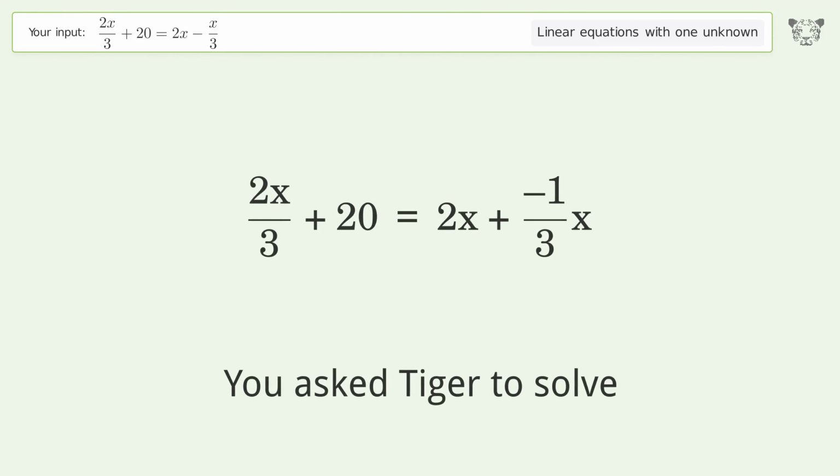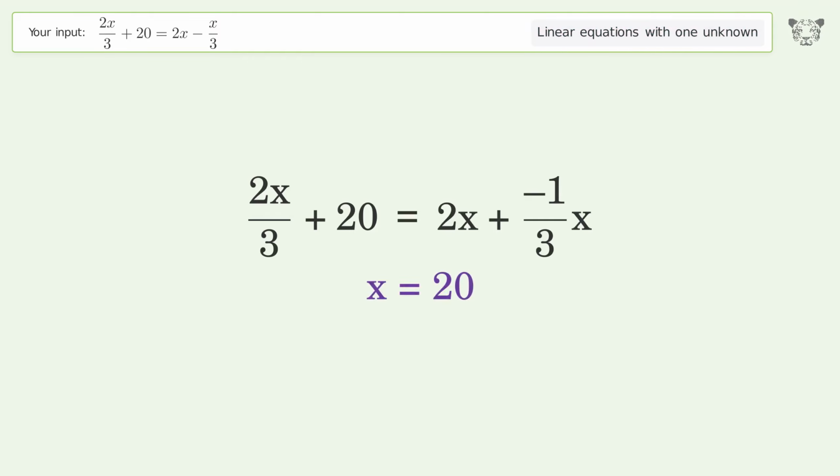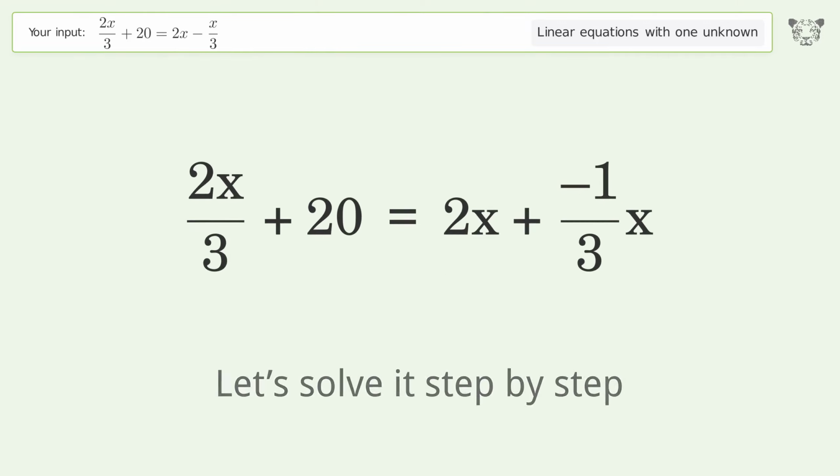You ask Tiger to solve this. It deals with linear equations with one unknown. The final result is x equals 20. Let's solve it step by step.